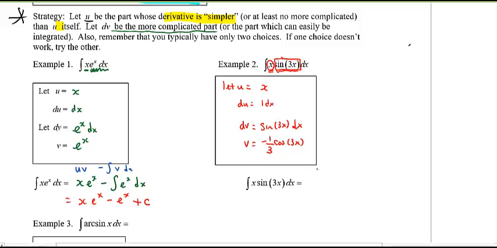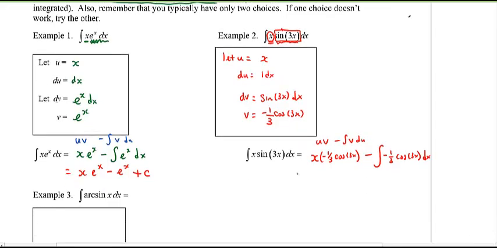Once again, uv, ultraviolet voodoo, minus v du. So u times v, negative 1/3 cosine 3x, minus the integral of v, negative 1/3 cosine 3x, du, which is just dx. Okay, we'll continue to simplify this. This is negative 1/3 x cosine 3x. The two negatives become a positive. I'm going to take out the 1/3, and I'm asking you now for the integral of cosine of 3x dx.